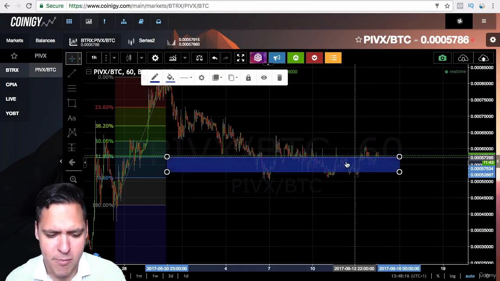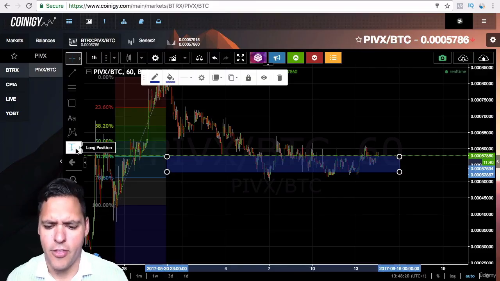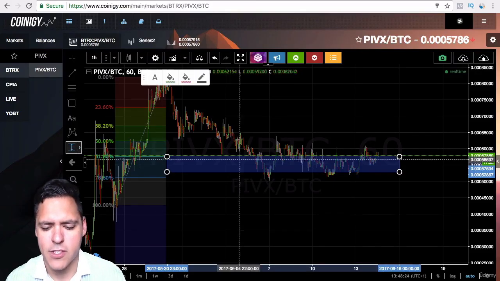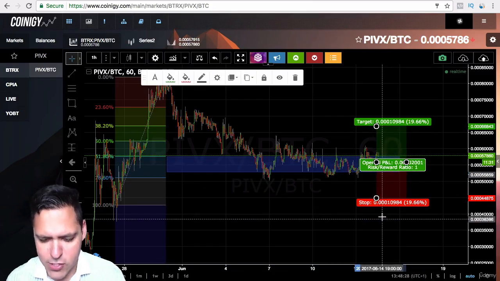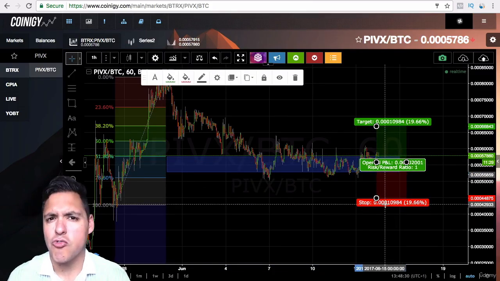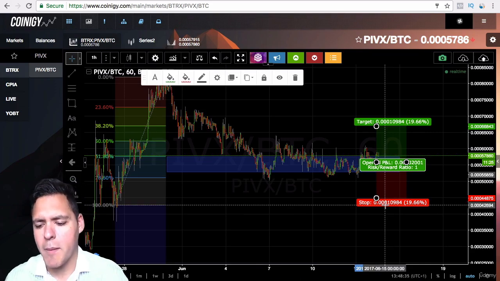Now, let me show you something else that can be overlaid on top of the price, the OTE. And that is the long position. So if we just get that and enter it into this area, this will show you your potential risk-reward ratio. Ideally, you want it to be about 2 to 1.